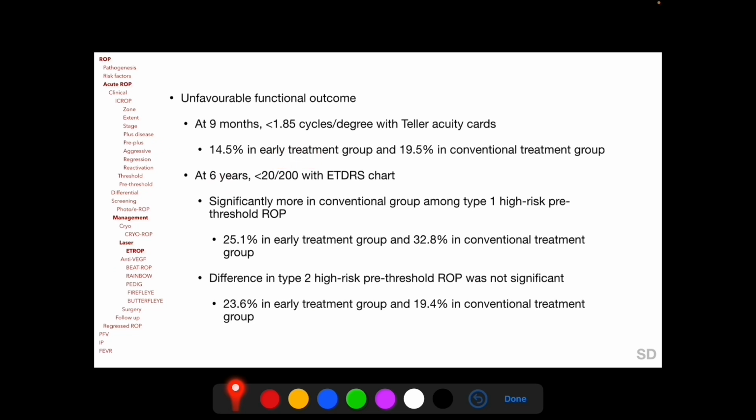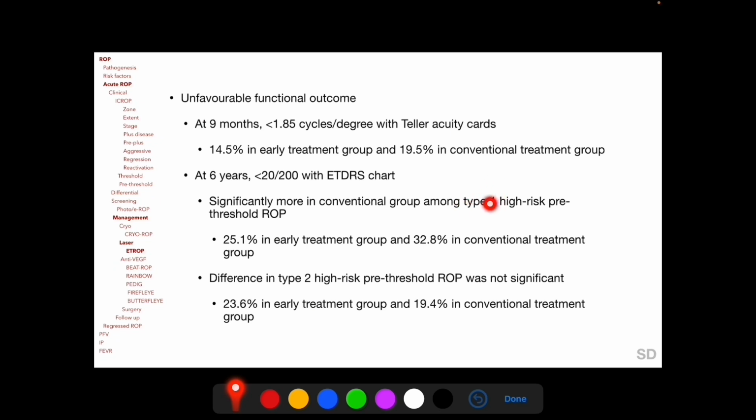At 6 years, visual acuity was recorded with ETDRS chart, and a visual acuity of less than 20 by 200 was defined as an unfavorable functional outcome. At this age, among eyes which originally had type 1 high-risk pre-threshold ROP, a significantly higher proportion of eyes which were originally in the conventional treatment group had an unfavorable functional outcome as compared to eyes in the original early treatment group. But among eyes originally with type 2 high-risk pre-threshold ROP, the difference in unfavorable functional outcome was not significant. And following these results, ETROP study recommended laser ablation of peripheral avascular retina in ROP patients reaching type 1 high-risk pre-threshold disease.